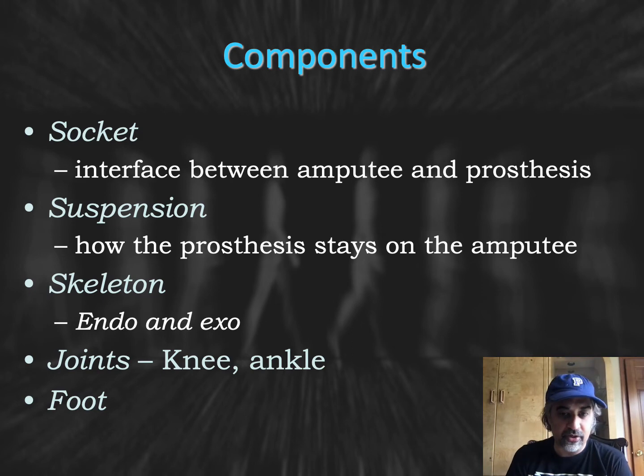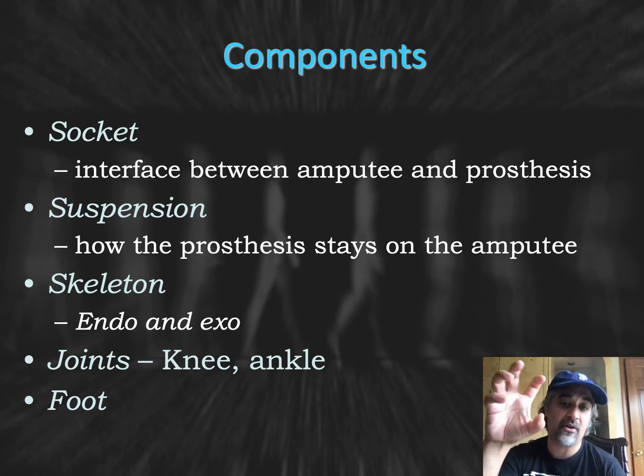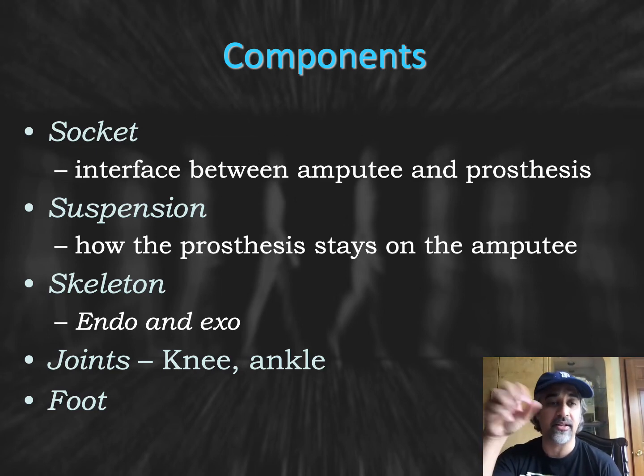Again, in my other lecture I go into more detail, but there are different categories of prosthetic componentry. The first one is the socket. The socket is any part of the prosthesis which is an interface between the amputee and the prosthesis. Suspension is anything that contributes to how the prosthesis stays on the amputee.